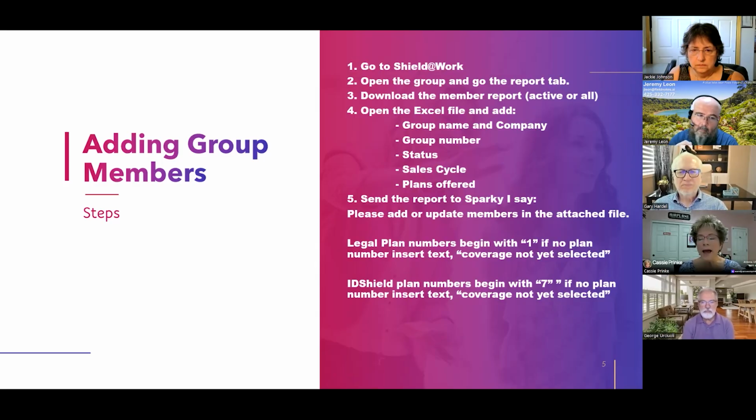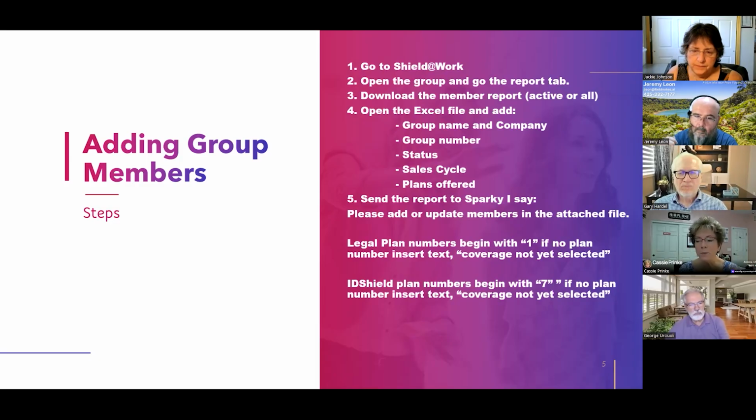And then once I have that file really cleaned up and all the information on it that I need, which typically takes 5-10 minutes, I'll save that report and send it to Sparky, and I tell Sparky, please add or update members in the attached file. And I tell Sparky that legal plan numbers begin with 1, because the first time I sent a report to Sparky, I didn't explain that. And I saw right away that he had put identity theft numbers in the legal plan number slot and vice versa. So I always remind Sparky that legal plan numbers begin with the number 1.